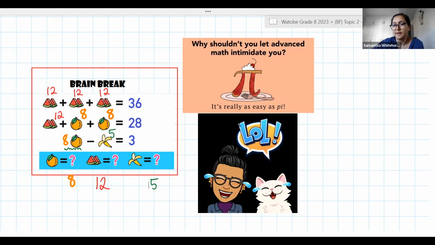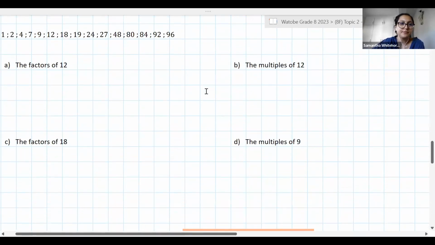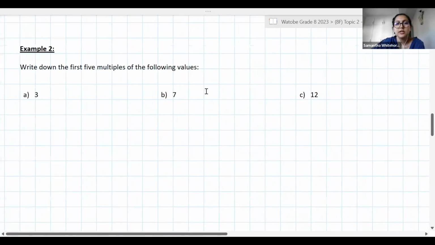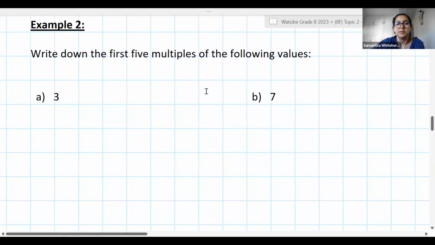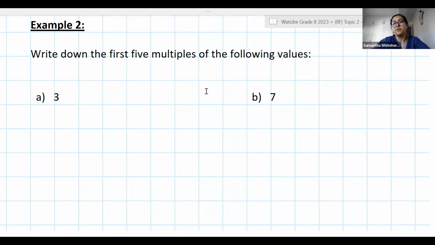on. Okay. So let's have a look at some multiples. So remember, multiples are basically the answers to our times table. So what I'm asking you for here is to give me the first 5 only. So the first 5 multiples of the following value. So the first one let's start with is 3.